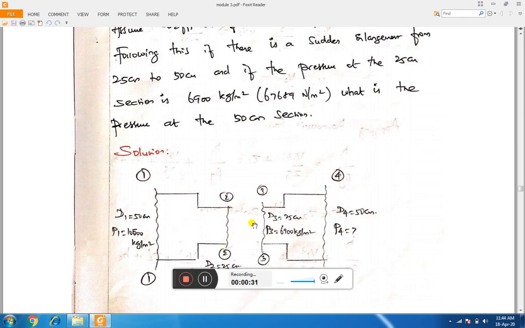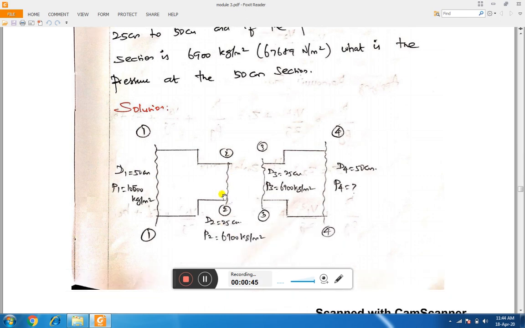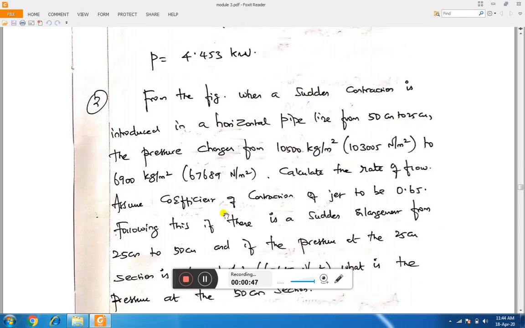So this is the continuity actually. We will be having a larger pipe between section 2 and section 3 that has been broken to show it in a single page itself. So section 1 is having a diameter of 50 centimeter and section 2 is having a diameter of 25 centimeter.